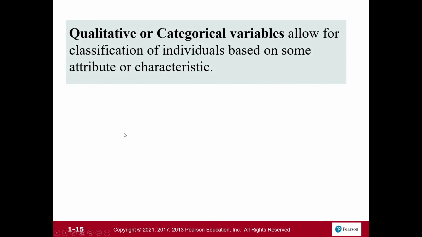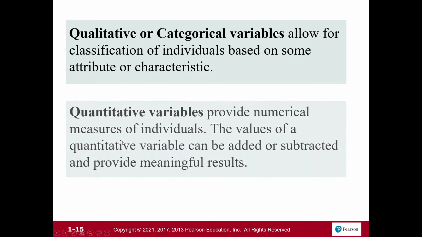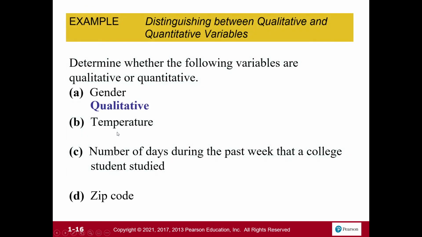Qualitative, or sometimes we call these categorical variables, allow for a classification of individuals based on some attribute or characteristic. And then quantitative variables provide a numerical measurement. All right, let's look at an example of this, distinguishing between qualitative and quantitative.